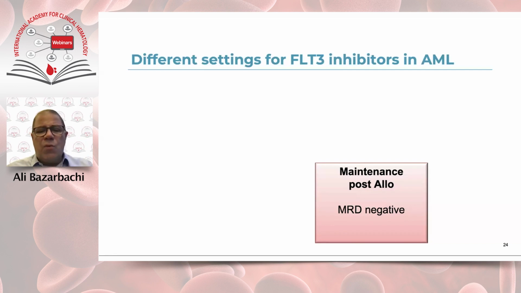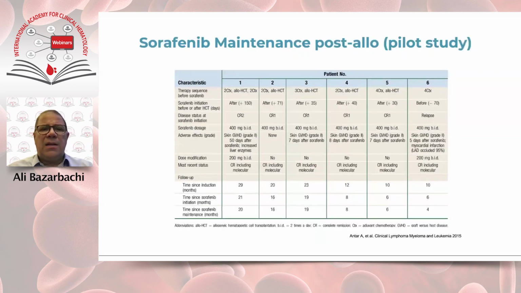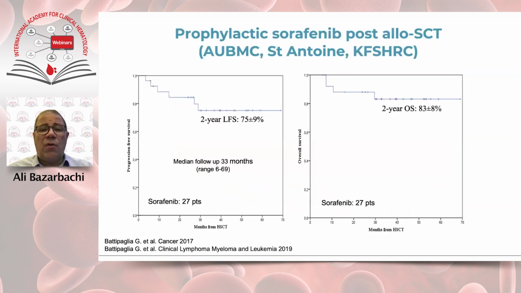Finally, I believe the most interesting setting for using FLT3 inhibitors in AML is for maintenance after allotransplant in MRD negative patients. And we reported in early 2015 this pilot study on 6 high-risk patients who received sorafenib maintenance post-allo, and all were in CR MRD negative post-allo at the time of report of this study, including some with a relatively long follow-up.